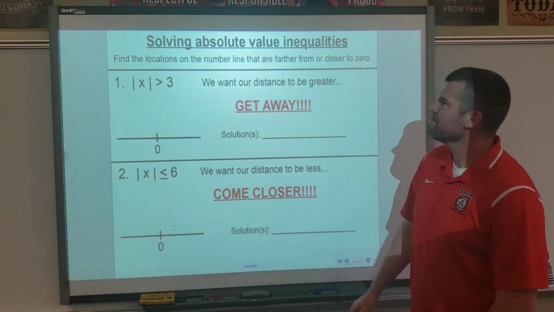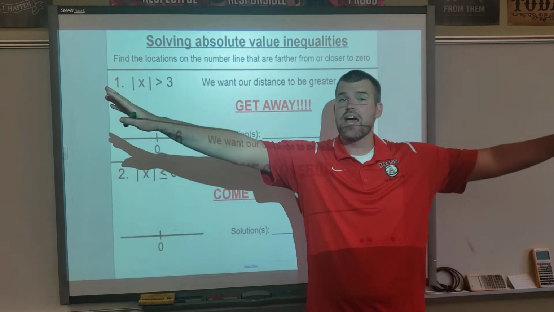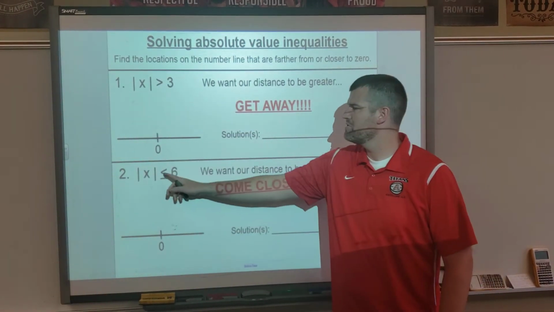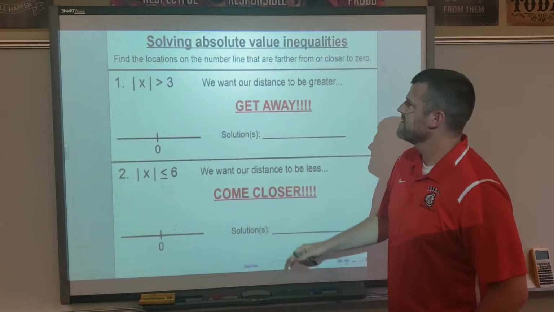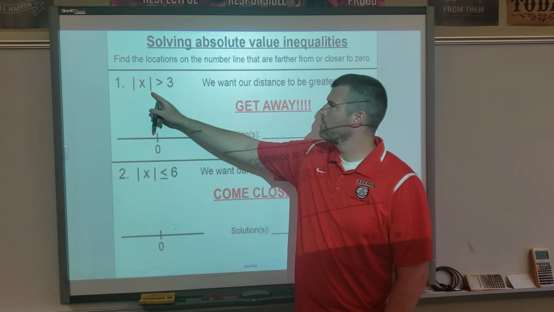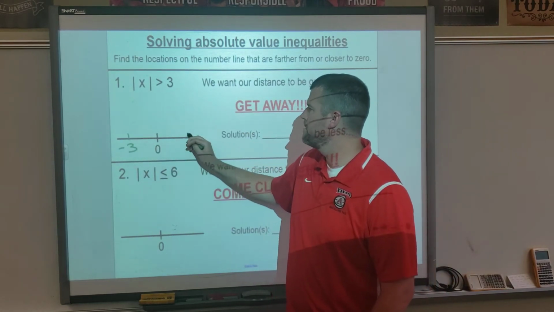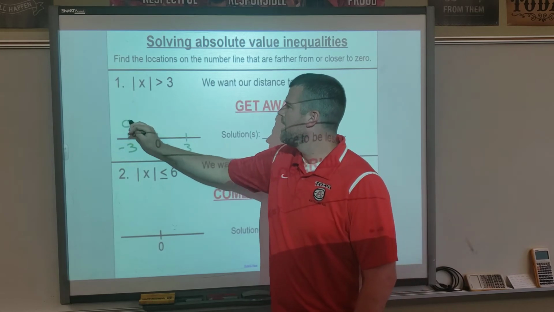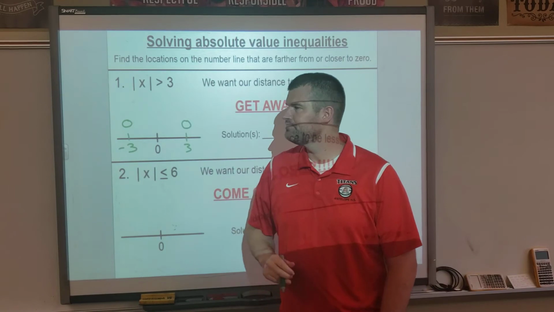Okay, so if our absolute value is greater, we're going to get away. If our absolute value is less, we are going to come together. So for this one, we're going to start by marking the points that would have an absolute value of 3, which are -3 and +3. I'm going to leave my circles open because we can't equal 3.